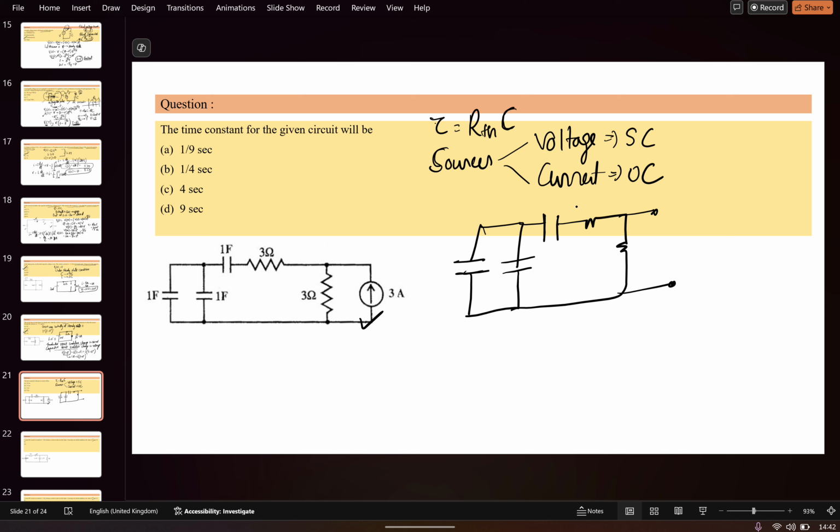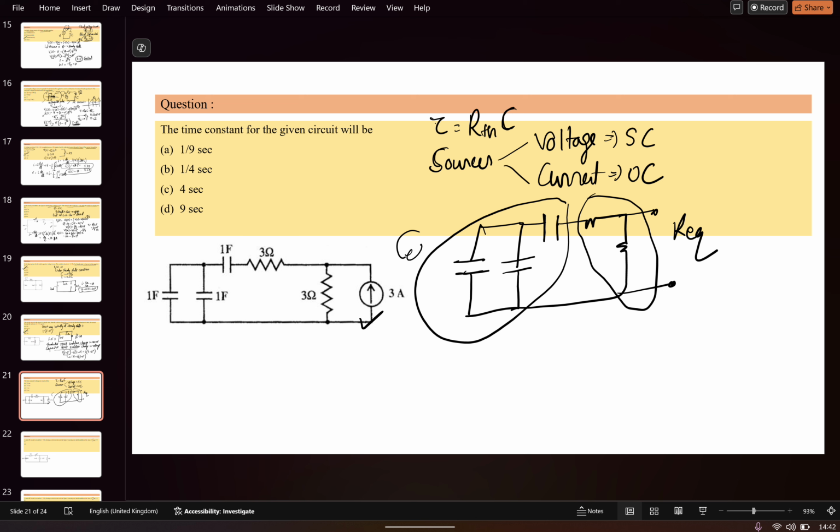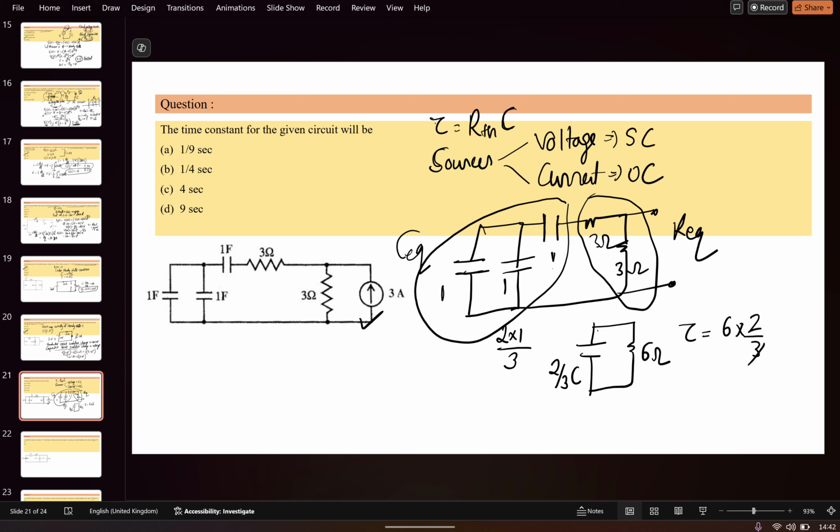You can find the equivalent of C and R equivalent from here. This is 1 farad, 1 farad, 1 farad, and this is 3 ohms and 3 ohms. Let's find the value of C equivalent. The parallel capacitors just add up, so it will become 2, and in series with 1, 2 multiplied by 1 divided by 3 comes out to be 2 by 3. So the capacitor is equal to 2 by 3 F. R equivalent will come out to be 6 ohms. What is the value of tau? Tau will be equal to 6 multiplied by 2 by 3. It will come out to be 4 seconds.